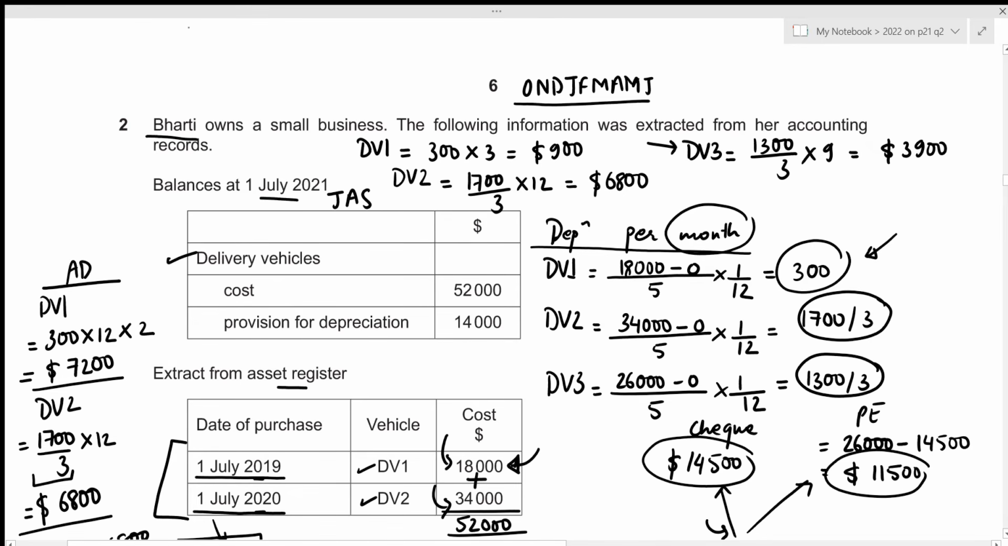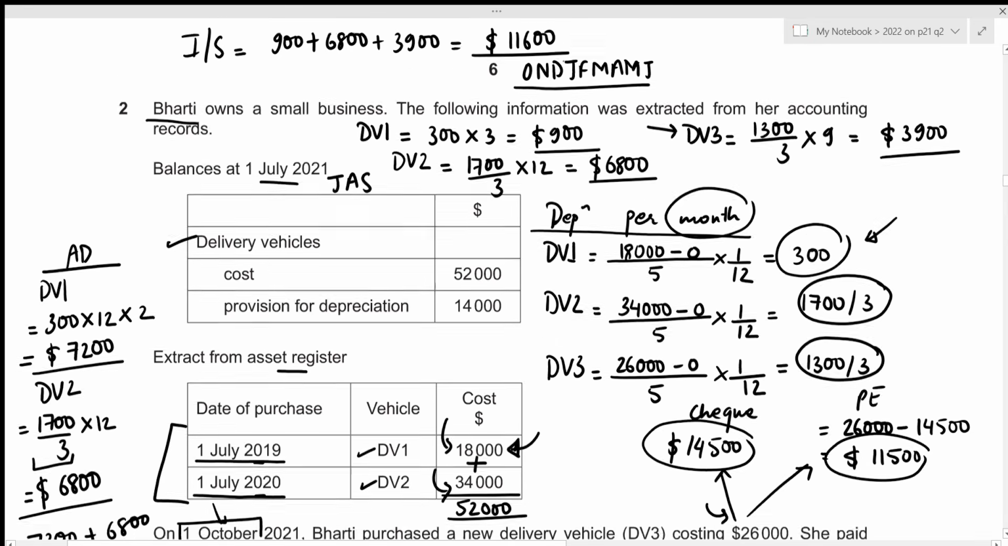So the total depreciation to be charged in our income statement is just going to be the sum of these three amounts. That's 900, 6,800, and 3,900. So 900 plus 6,800 plus 3,900, which results in the value of 11,600. Let's record this amount in our ledger.